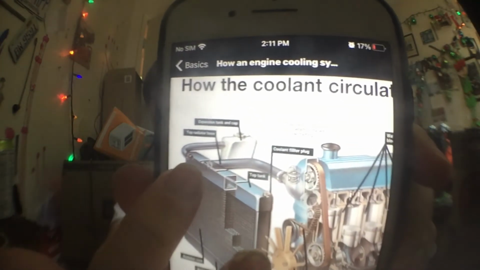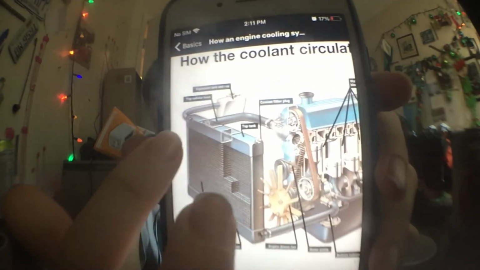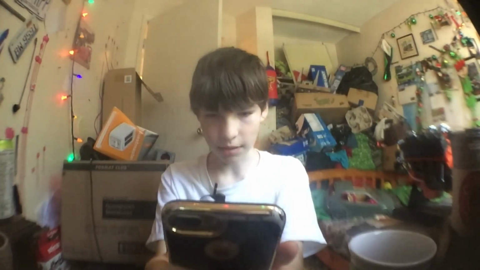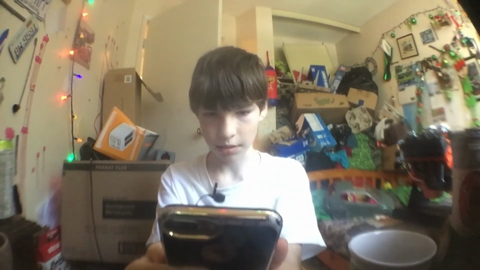And then goes from the bottom up over here. I'm gonna make sure that's right. So radiator core, bottom tank, drain tap, which is a drain tap on a radiator, by the way. That's how you do your coolant flushes.